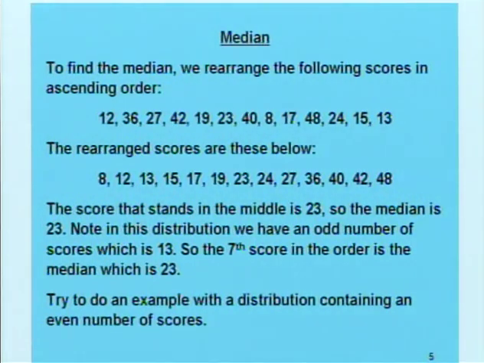Note, in this distribution, we have an odd number of scores, which is 13. 13 numbers there. So the seventh score in the order is the median, which is 23. 23 is the seventh score. Try to do an example with a distribution containing an even number of scores.